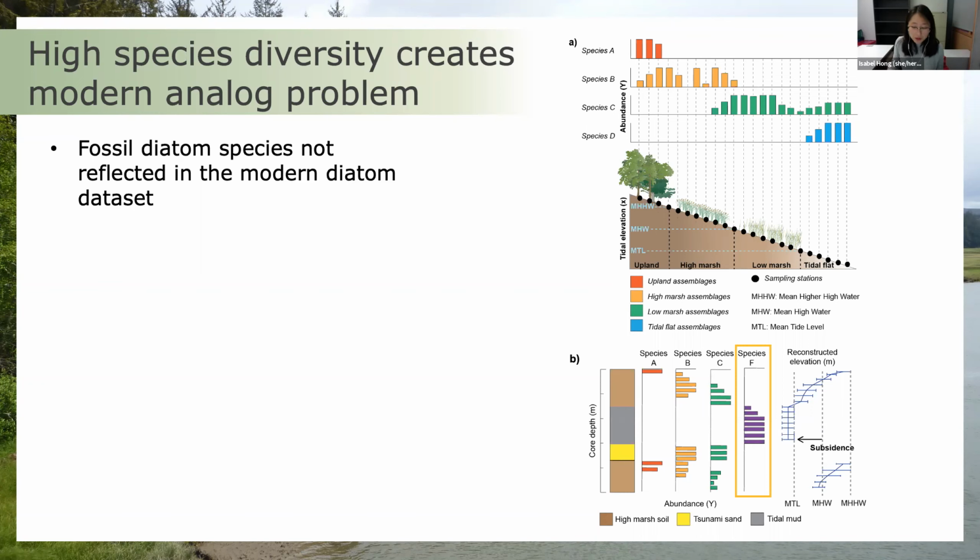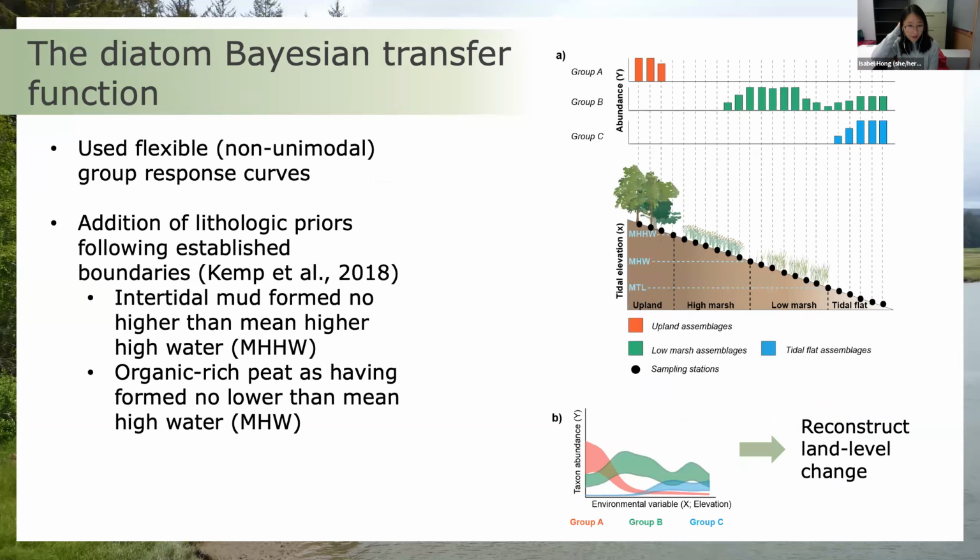And what that results in is that the transfer function is unable to provide a reliable estimate of paleo elevation, and from there we can't estimate the amount of land level change through time. That was a problem that I faced with my study. After working with a great colleague of mine, Neve Cahill at Maynooth University, who's a Bayesian statistician, we came up with a solution to group diatom species. And that's what you see here in panel A.